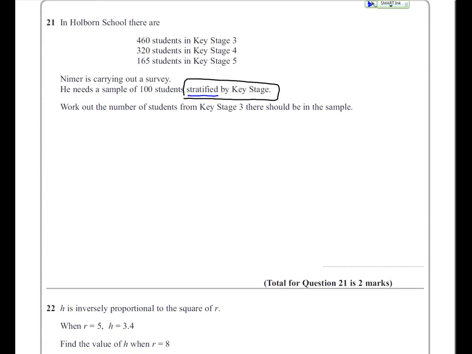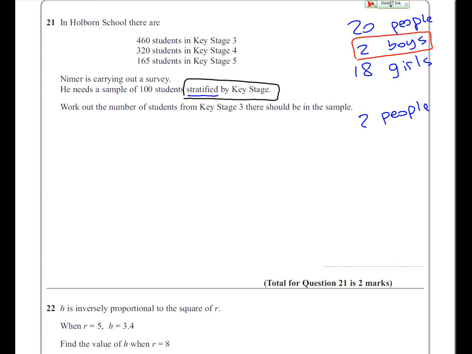What stratified means is you want a fair representation of people. For example, if you had 20 people, just as an example, and 2 were boys and 3 were girls, sorry, 18 will be girls, won't they? And we want a stratified sample of 2 people. That means we want a fair representation. Would it be fair to take the 2 boys out of the 20 people and say that's your 2 people? No, it wouldn't be fair, because there's way more girls than boys. So your sample, if it's stratified, has to represent the exact number that were in the original group, the population, and has to be the same ratio in your sample. So let's see how we're going to go about that.